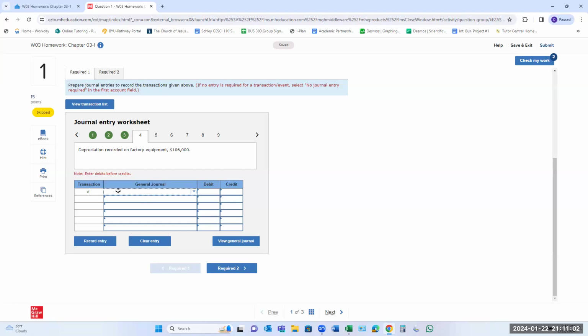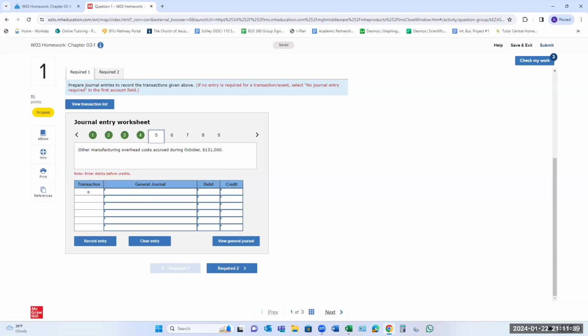So depreciation, that's an indirect cost, right? We can't assign that to any one unit that we produce. So that's going to go into manufacturing overhead, 106,000. And then it's going to be kept as a credit in the contra account accumulated depreciation, 106,000. So again, debits first, credit second, and we make sure that it all balances.